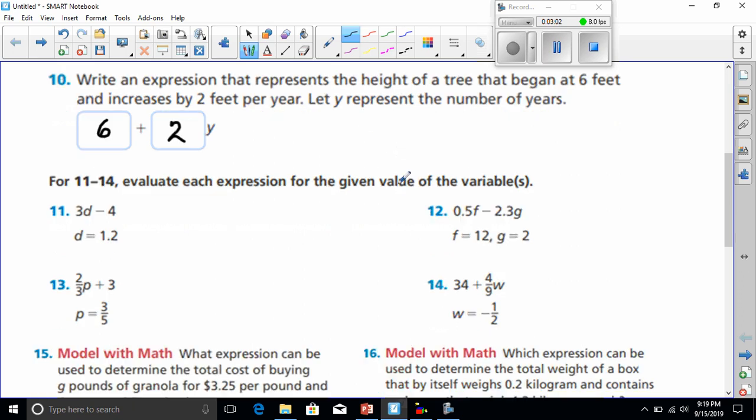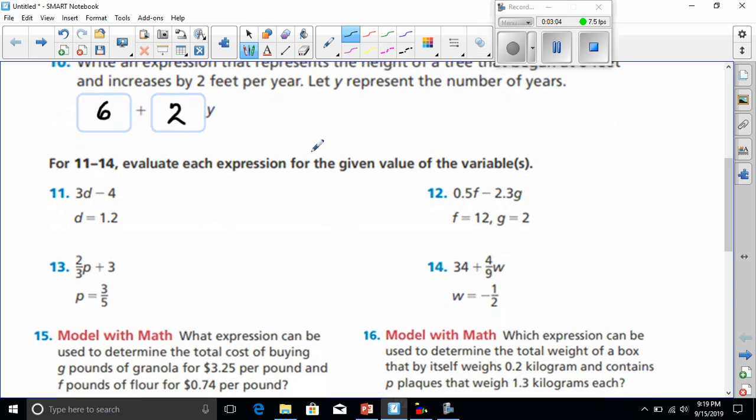All right, let's go to number 12. Evaluate each expression for the given value of the variables. Okay, well, over here they've got 0.5f minus 2.3g. And basically, if f equals 12, this is really going to be 0.5 times 12 and this is going to be minus 2.3. Well, if g is 2, then that's times 2. And we're ready to go.